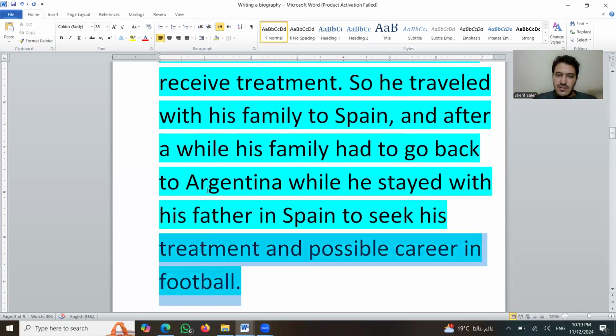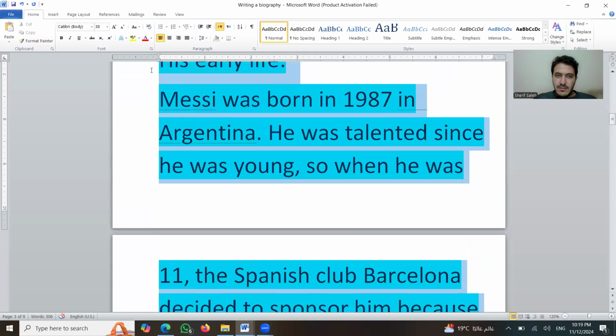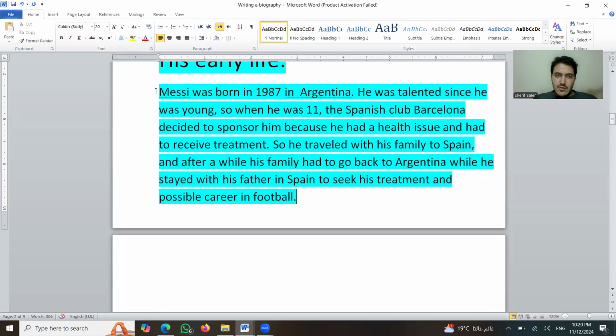So that's something you also need to do if you're writing about any person. So we are talking here about, let me just minimize the writing a little bit. So one more time, Messi was born in 1987 in Argentina. He was talented since he was young. So when he was 11, the Spanish club Barcelona decided to sponsor him because he had a health issue and had to receive treatment. So he traveled with his family to Spain, and after a while, his family had to go back to Argentina. It doesn't matter why, you're just writing something important about the person's childhood. While he stayed with his father in Spain to seek his treatment and also a possible career in football. So these are the points that you need to speak about.